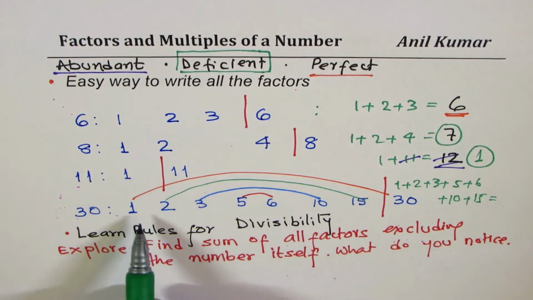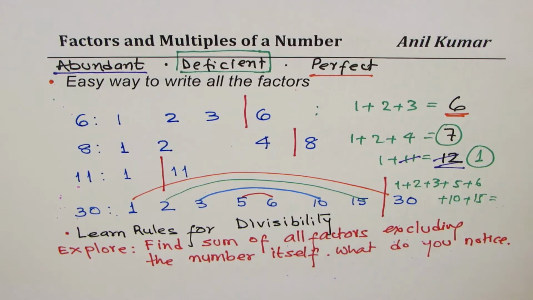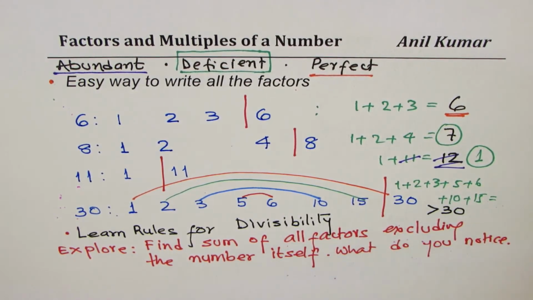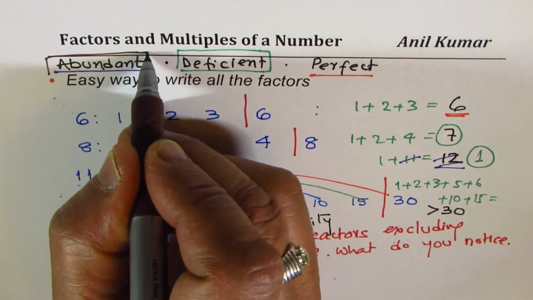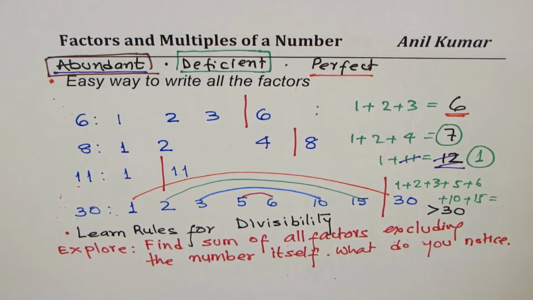Perfect. Abundant is here, when you add all these numbers, we get something which is greater than 30, right? So when it is greater than 30, the sum of all these numbers will classify that as abundant. Is that okay? So that is another way you could explore the numbers. So I hope that makes some sense, right?